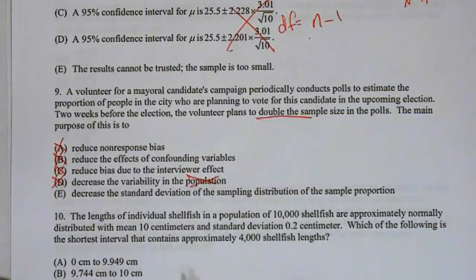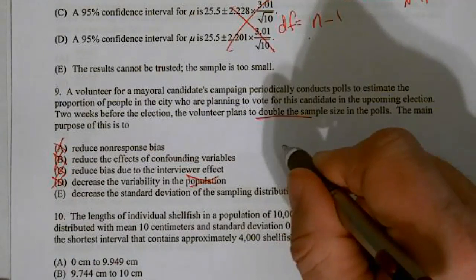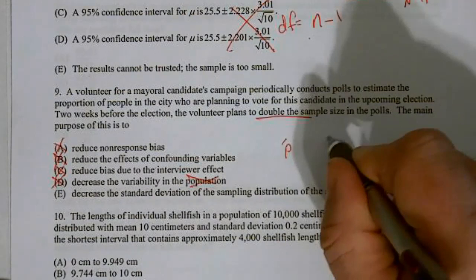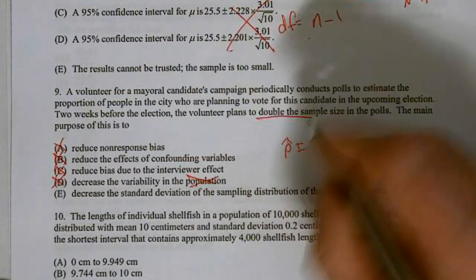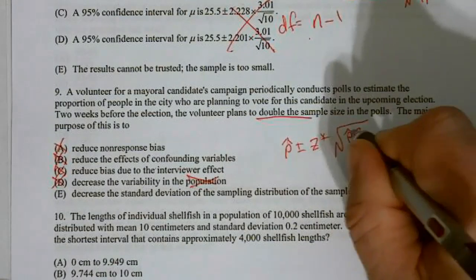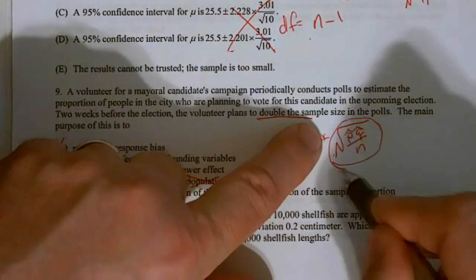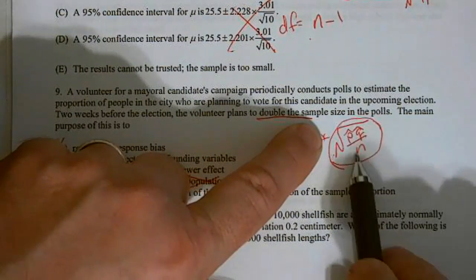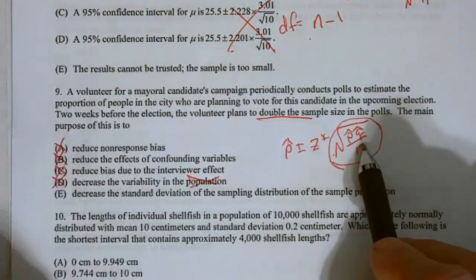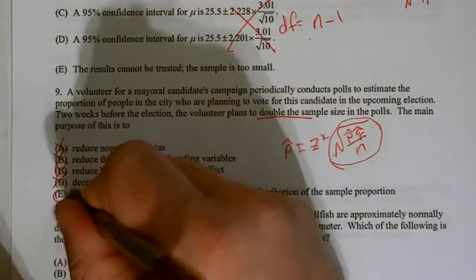Decrease the standard deviation of the sampling distribution of the sample proportion. And that is possible, and here's why. Our formula for a confidence interval would be the square root of p hat q hat over n, with this part right here being the standard error or standard deviation. If I increase n, this section gets smaller. So because this is getting smaller, we are decreasing the standard deviation. So the answer to this is E.